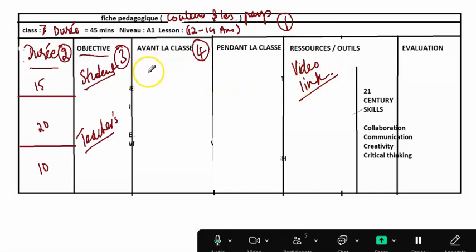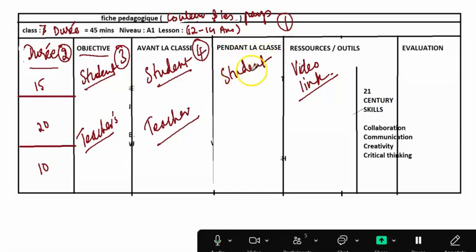Then before the class, what is the student going to do before the class? What is the teacher going to do before the class? During the class, what is the student going to do during the class? What is the teacher going to do during the class? What are the resources? Here in the resources, you have to write the colors.